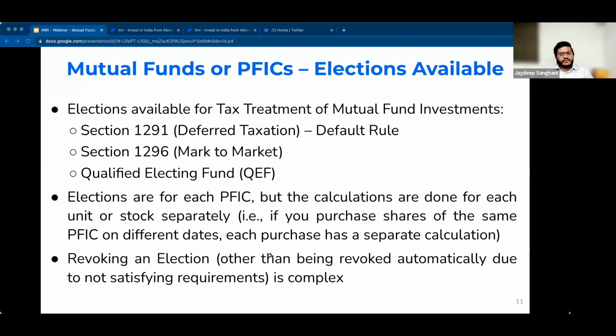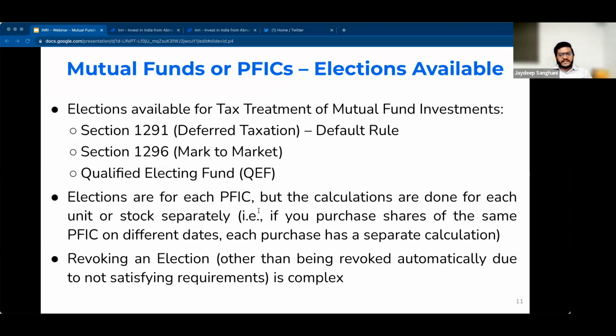So, in the US, mutual funds could be taxed in three different ways, and those ways are available to all the investments under PFIC. Basically, those should be passive investments into foreign corporations. Now, mutual funds, as Rumit rightly said, are PFICs.